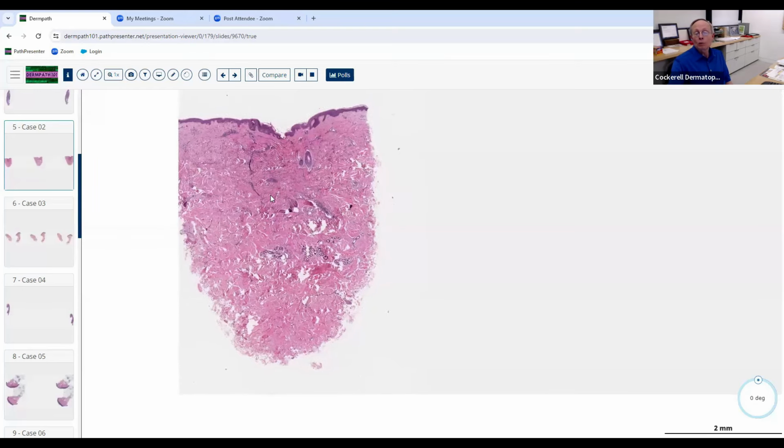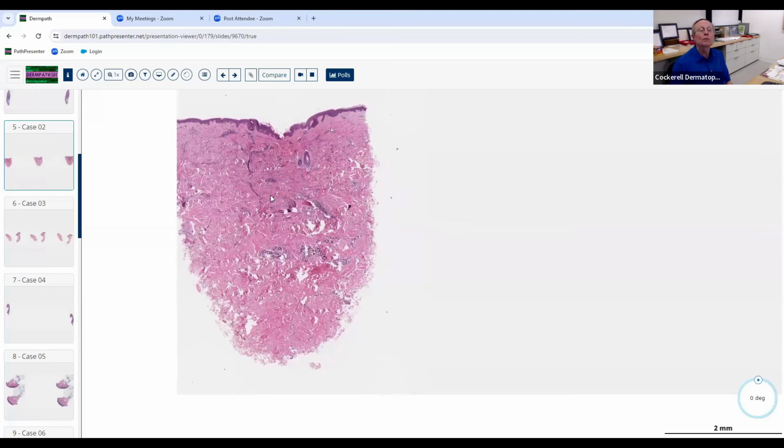So when you see something that's square, a lot of people say, that means it's morphea or scleroderma. Well, it doesn't mean that. That's one of the things that can cause that sort of firmness of the biopsy. But other things can cause it too.